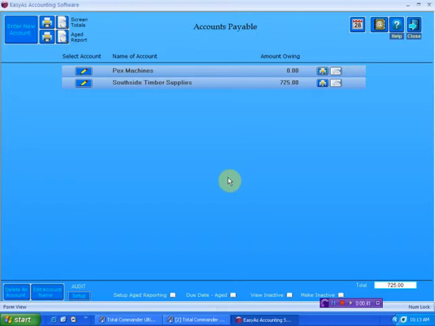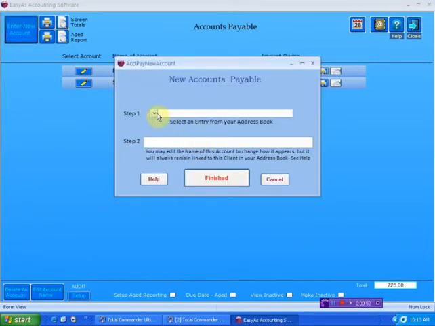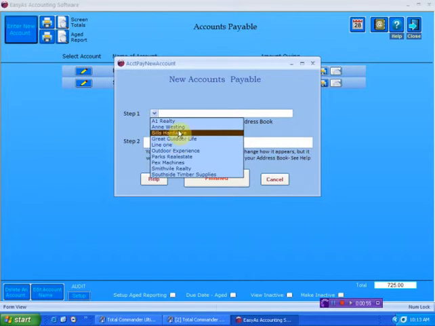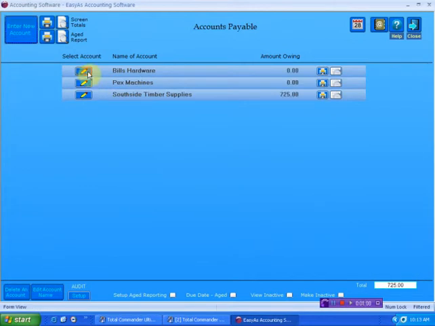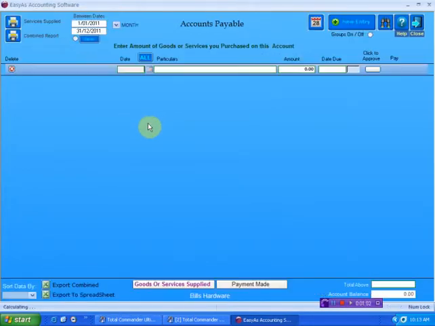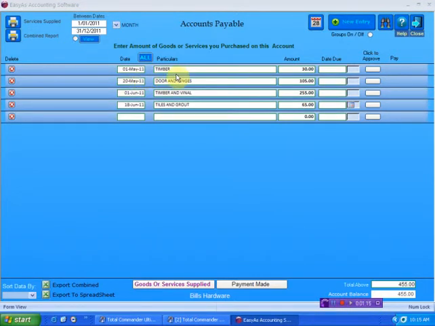Let's now go ahead and perform some activities on the accounts payable so you can actually see how that is used. Right, let's just set up a new accounts payable. Let's just say Bill's Hardware here. Okay, I'm going to set up an account for Bill's Hardware. I have purchased some materials from Bill's Hardware. Now, I'm just going to go ahead and enter some entries and I'll come back. Well, I've entered some entries here of some materials that I've purchased from Bill's Hardware.